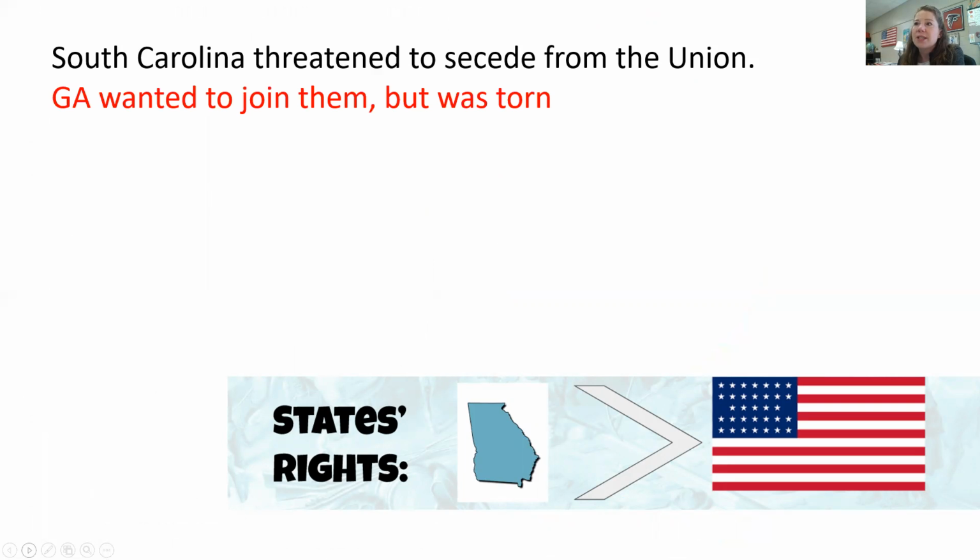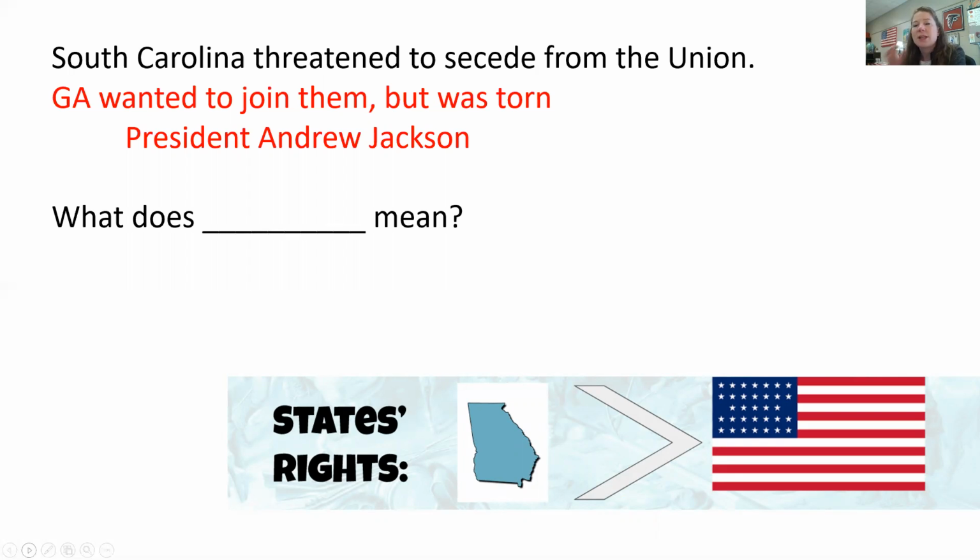Georgia wanted to join them, kind of. They were torn. And so then President Andrew Jackson actually said, South Carolina, if you leave the Union, then you are considered an enemy and we will declare war on you. So because of President Andrew Jackson's threat, South Carolina did stay in the Union until, of course, 1860. But this kept about 12 years of peace, kind of peace. They were still unhappy, but it kept them in the Union for quite a bit longer.